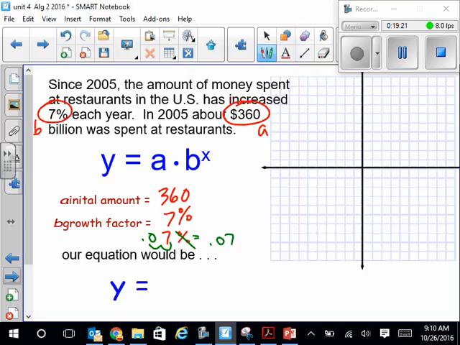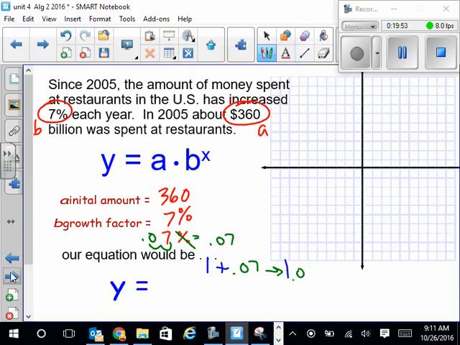A, B, X. The A is 360. That's no big deal. The B, in this case, is this thing here, that weird number, 1.07, and it's raised to the X. Now, my goal here wasn't to teach you how to build it. My goal is, once you have it, they're going to ask you 2 questions. They're going to ask you, of course, to graph it, which we're going to graph in a second, so don't worry about that.